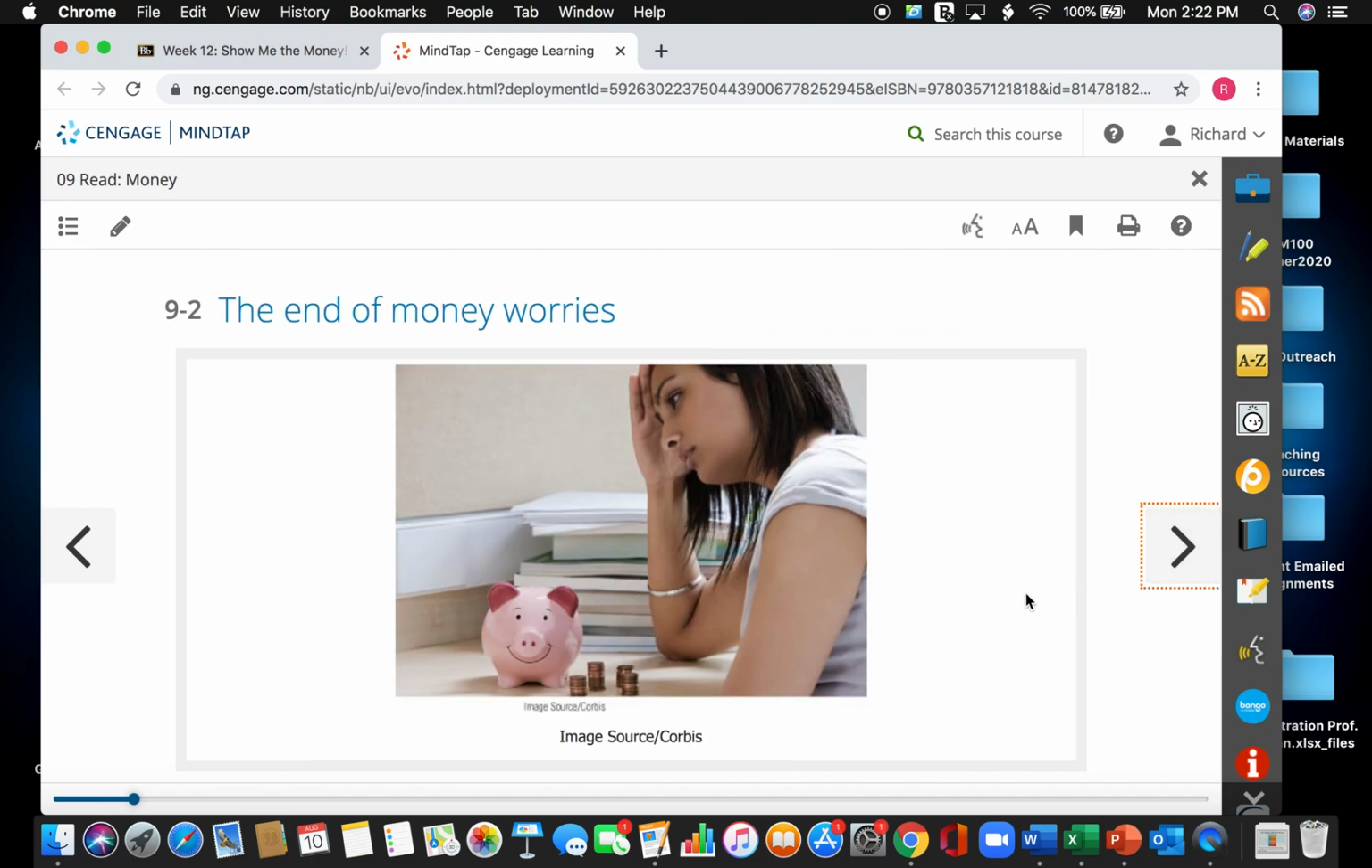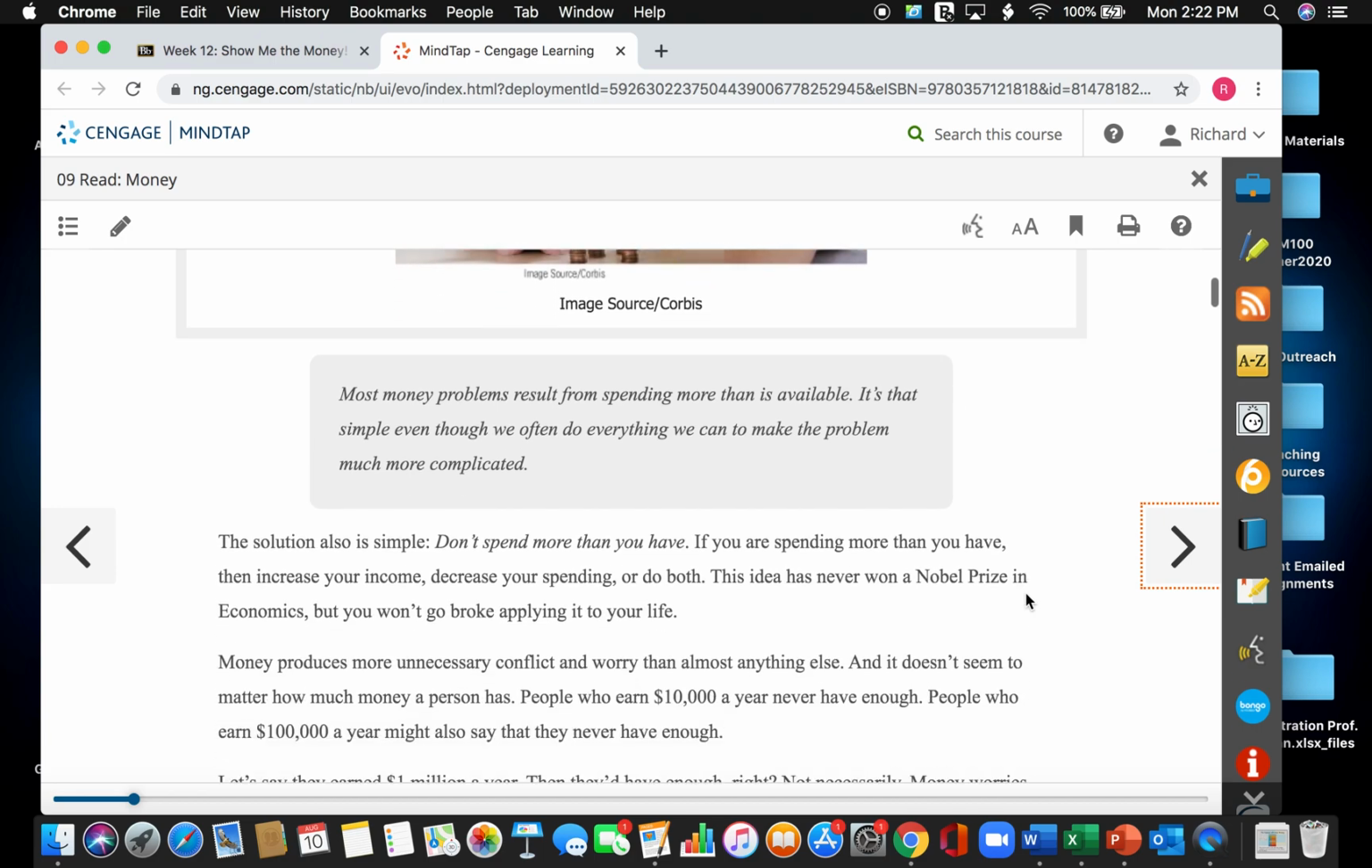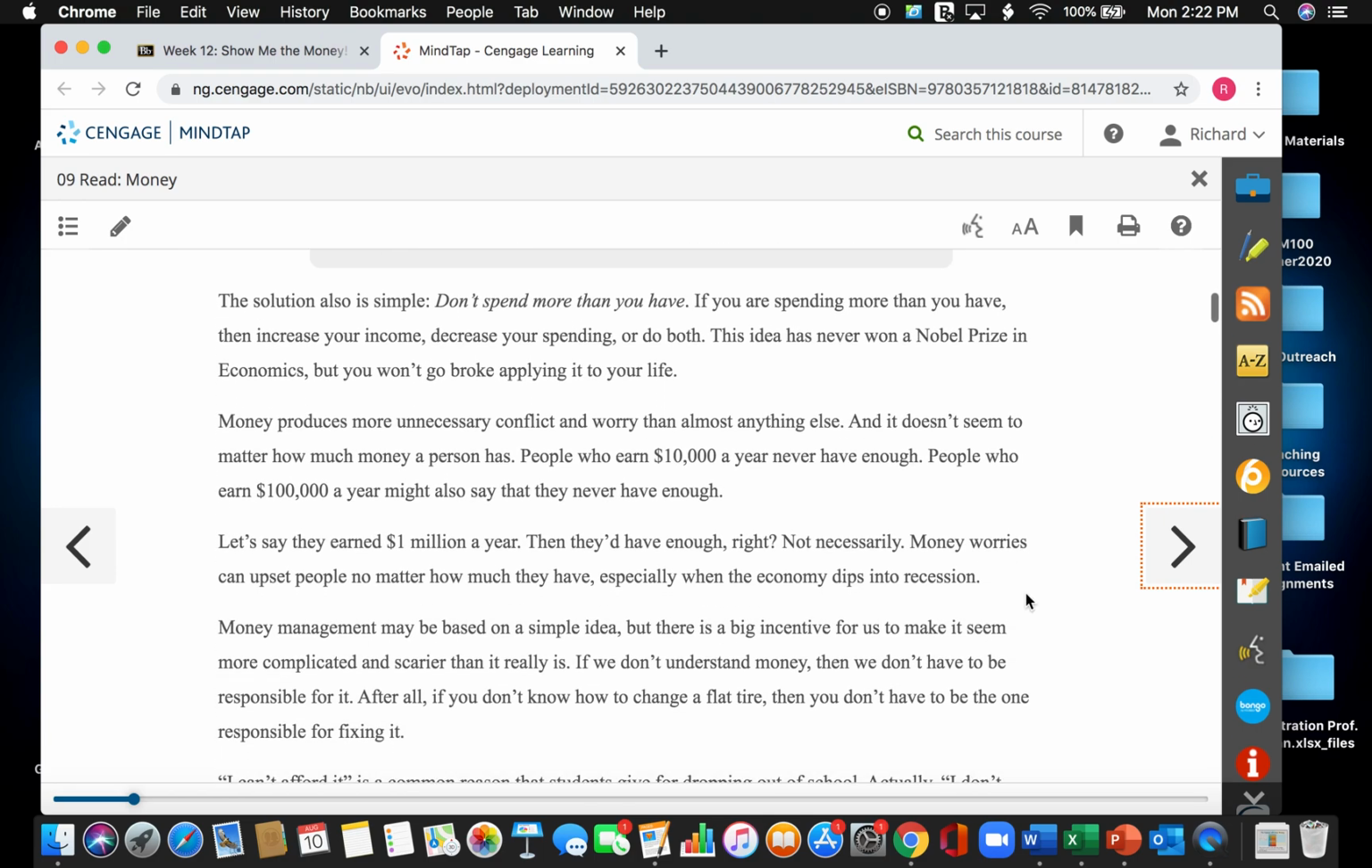So, to end money worries, the solution is also simple. Don't spend more than you have. If you are spending more than you have, then increase your income, decrease your spending, or do both. This idea has never won a Nobel Prize in economics, but you won't go broke applying it to your life.